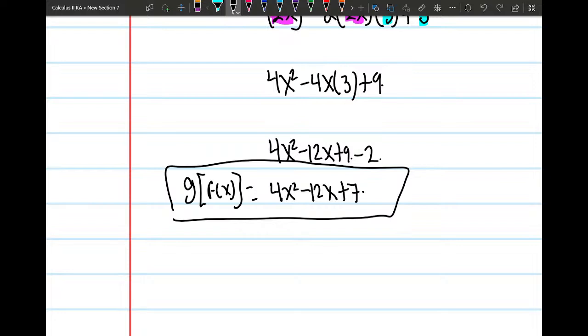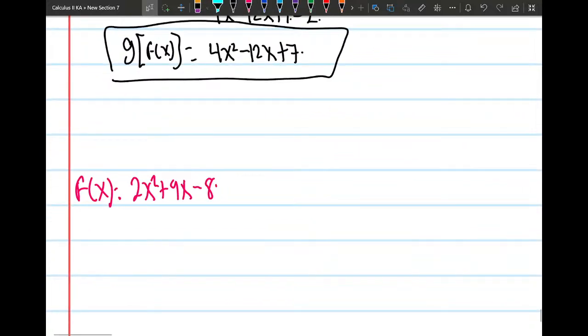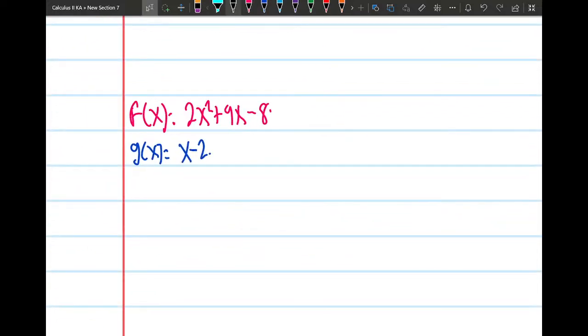And so, one last thing, when you're evaluating a composition of functions, for example, and this is probably the last example I'll go over, f of x equals 2x squared plus 9x minus 15, or let's do minus 8, and g of x is equal to x minus 2, and I want to find the following: f composed of g of 1.